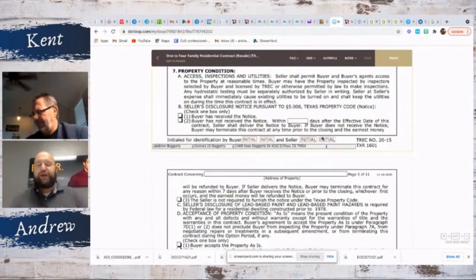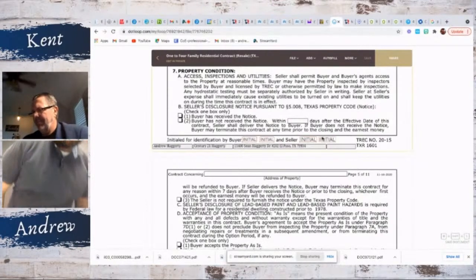Guys, this is another free option period you're giving the buyer if you do not deliver the notice immediately upon having the contract. And during the negotiations back and forth, get that notice sent over to the buyer and change on there "buyer has not received" to "buyer has received," because it cuts away that free 7-day option period that you're giving your client. So it's extremely important to make sure of that.